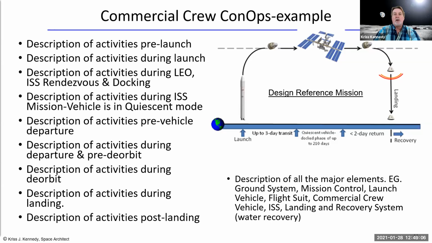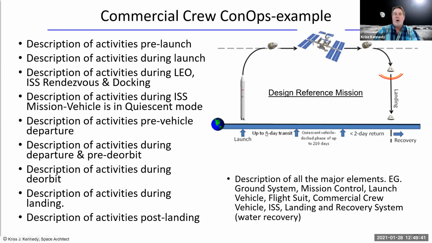So here's an example of a commercial crew concept of operations. It shows a launch vehicle launching. So this is your design reference mission chart. It shows the separation of the crewed vehicle, the capsule, in low Earth orbit, its rendezvous with space station, its departure from space station, and then its entry, descent, and landing here back on Earth. And typically it also lays out how many days this looks like it's taking.